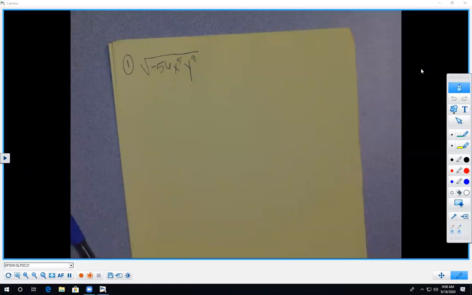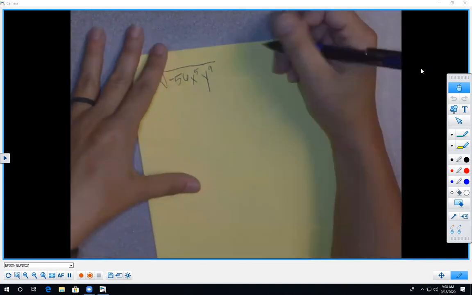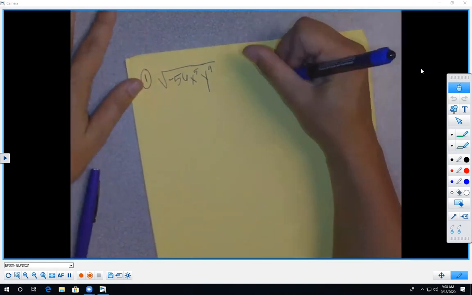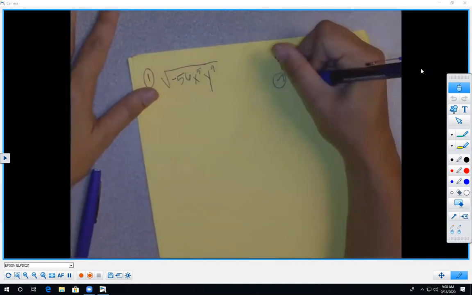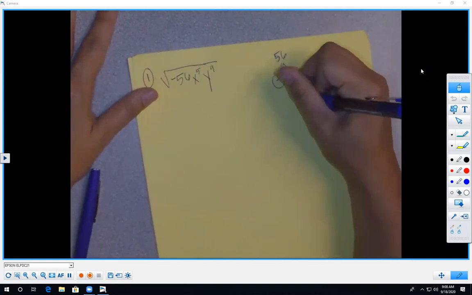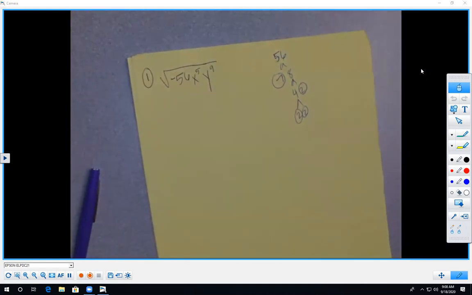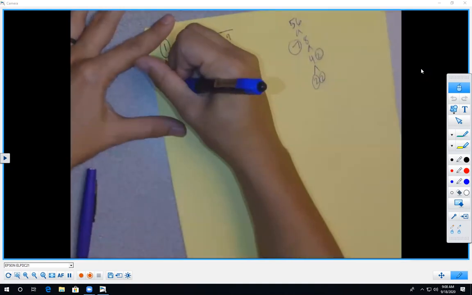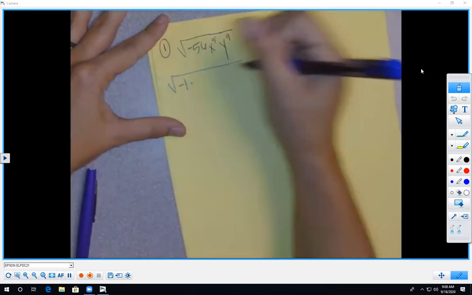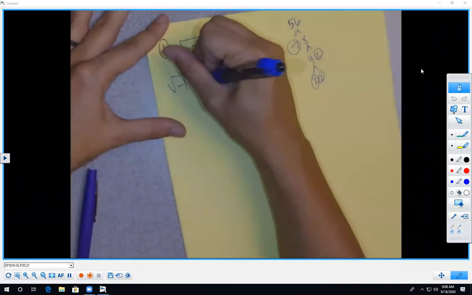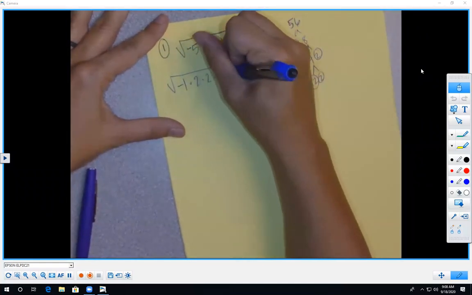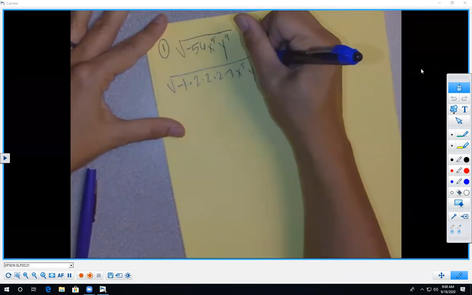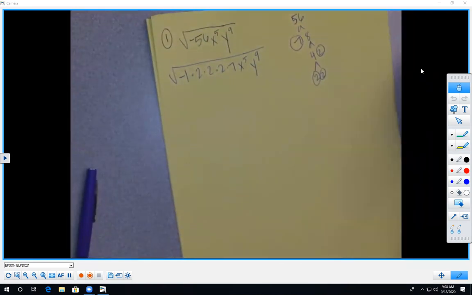Okay, so remember you're supposed to break down 56. So 56 is 7 times 8. The 7 is prime, but 8 breaks down into 4 times 2. The 4 breaks down into 2 times 2. Okay, so we're going to go back in and write it in our square root as -1 times, there's 3 2's and 1 7. And then you could write out 5 x's and 9 y's, or you could just kind of think about it as you go through it.